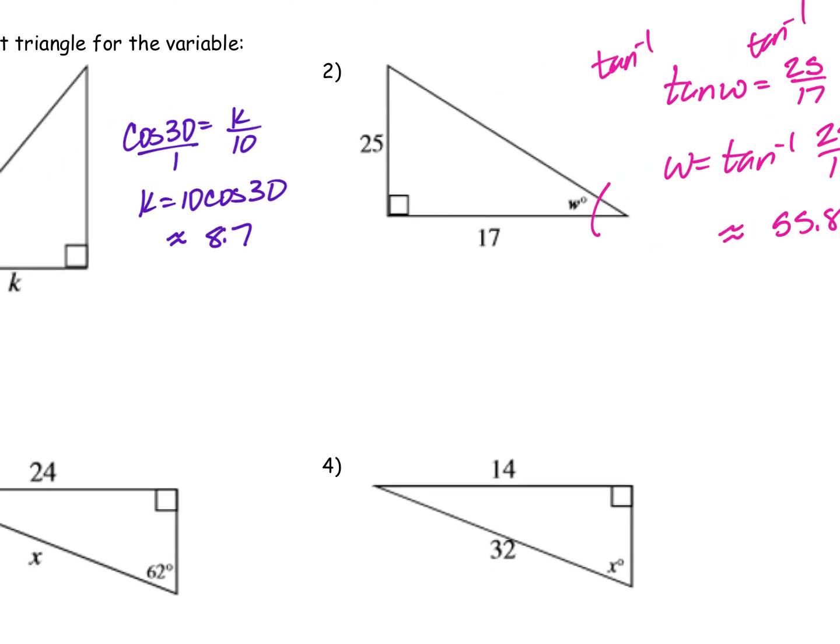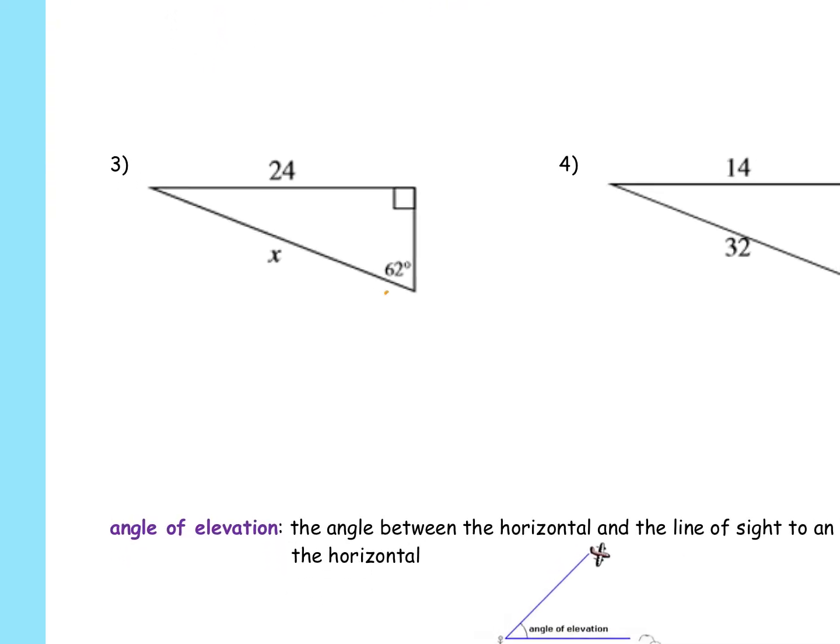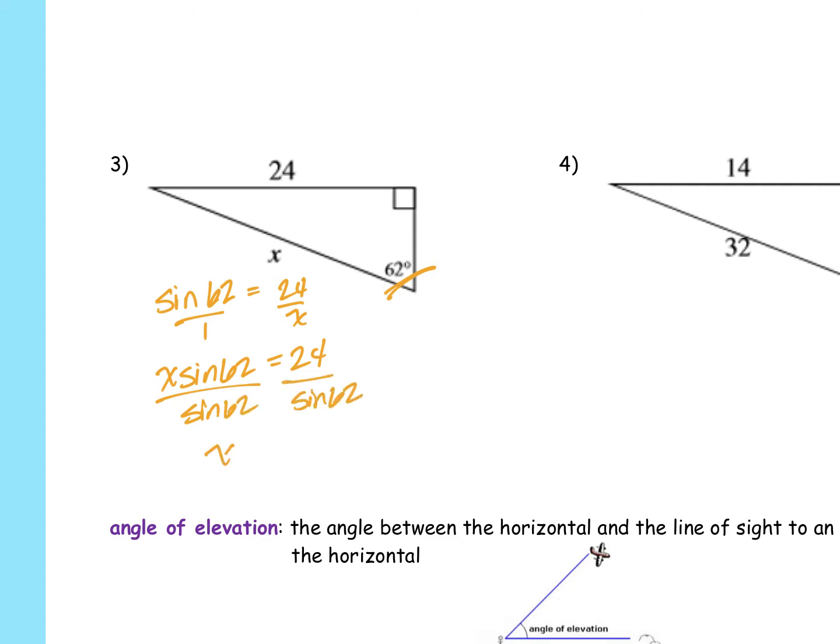And then here's my angle. Sine of 62 equals 24 over x. Cross multiply, I get x sine of 62 equals 24. Divide by sine of 62. And x is approximately going to be equal to 27.2.